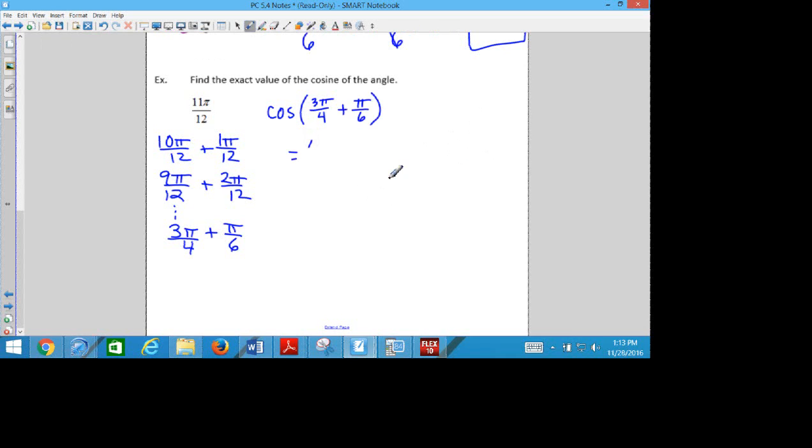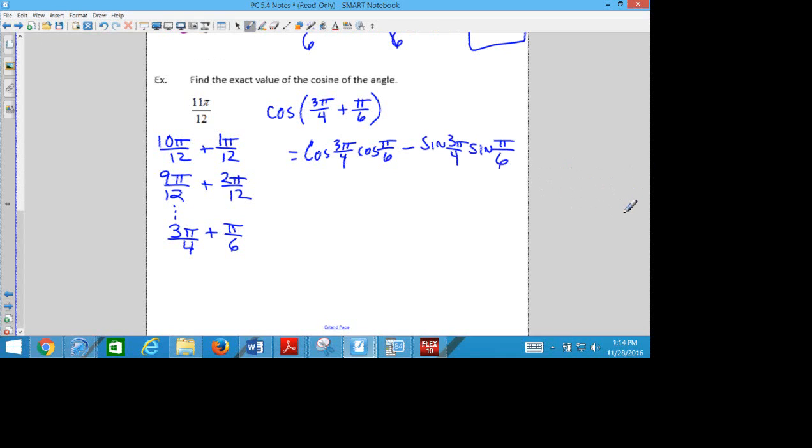And it's addition, so we're going to go back and use our addition formula for cosine, which says cosine 3 pi over 4, cosine pi over 6, minus sine 3 pi over 4, sine, I just totally wrote that wrong, sorry. Sine pi over 6. So that just came from our formula, then we should know our values.